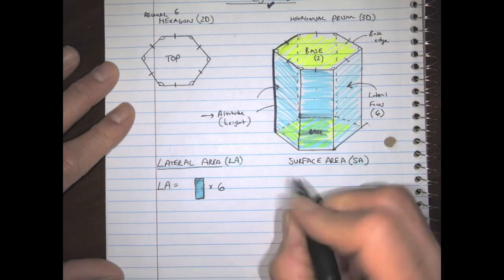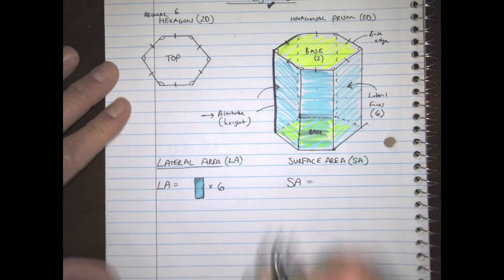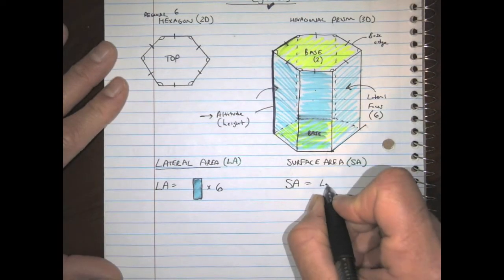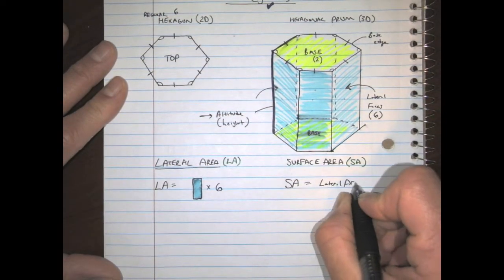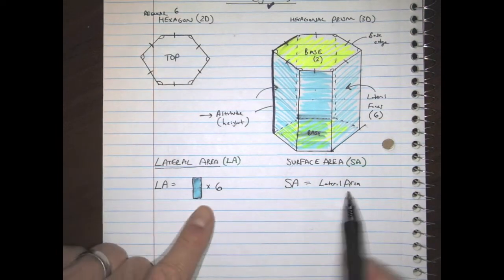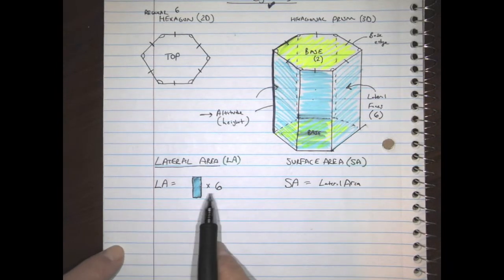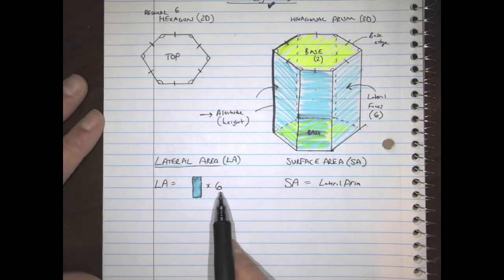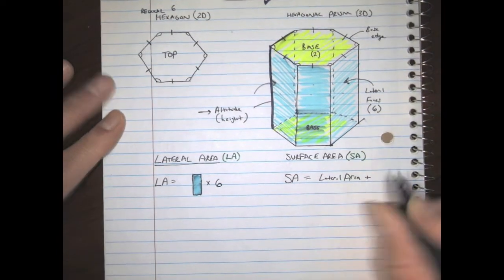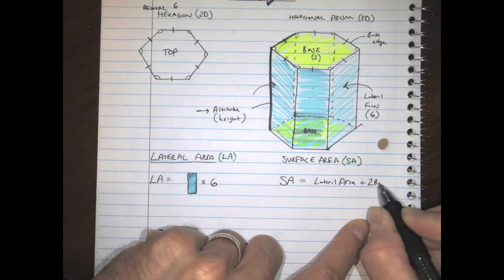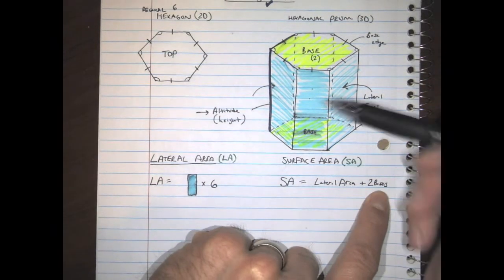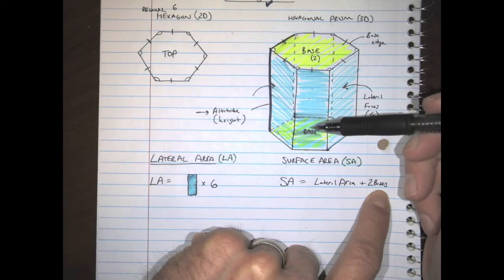Let's come over here. Surface area. The surface area, SA, surface area. The surface area is going to be the lateral area. Go ahead and write this down. It's going to be the lateral area, so what we just did over here, the 6 rectangles added together, or find the area of one rectangle multiplied by 6. It's the lateral area plus 2 bases. The 2 bases are the top and the bottom.